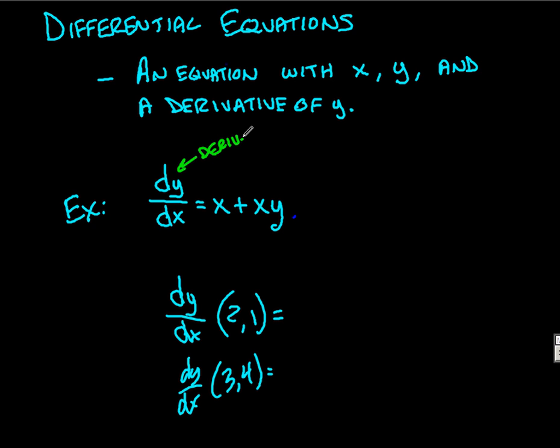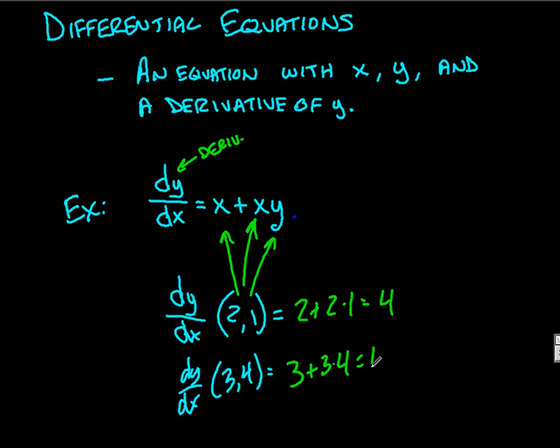It means the slope at any given point can be given by this equation, x plus x times y, which means I just need to plug in my x and y values to be able to get what my slope is. So if I plug in 2 for x and 1 for y, 2 plus 2 times 1, which is 4. That means at the point (2, 1), I have a tangent line slope of 4. Same thing, if I plug in (3, 4), I would then get 15 as the derivative. So it would be increasing very rapidly.